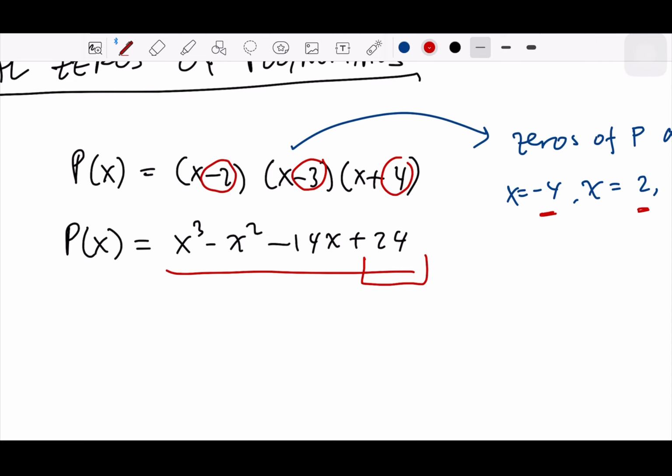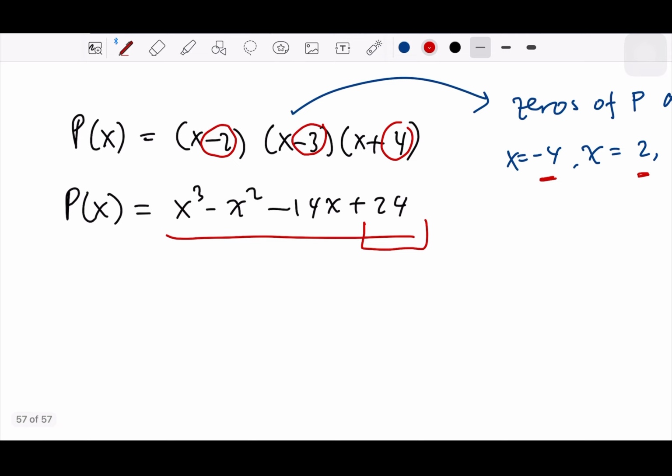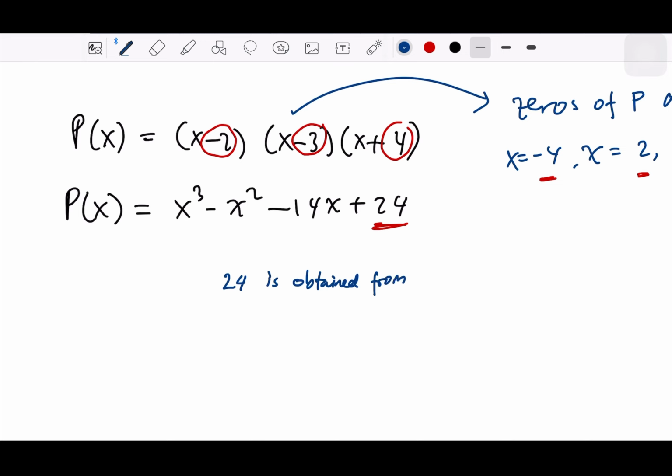So if we try to reverse, if we are given this P, the expanded form of P, this 24 is obtained, right, from -2 multiplied with -3 and multiplied with 4. And we know that this will be 24. So we are going to have a theorem on how we can get the possibilities of zeros from the constants.